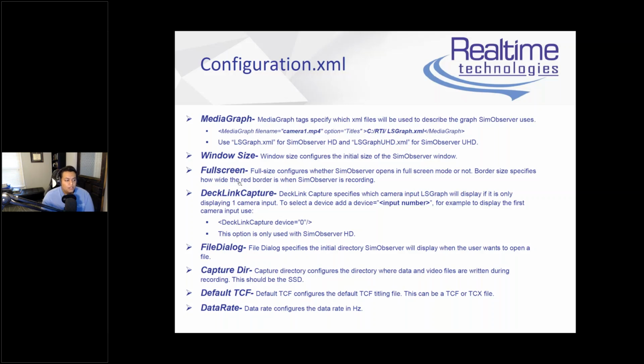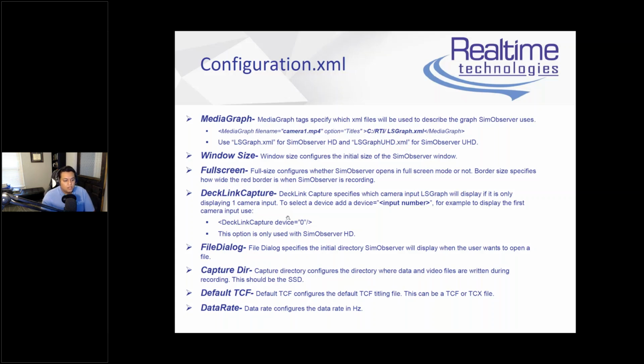The full screen option allows you to configure whether or not the SimObserver application opens in full screen. You can toggle this, and you can also adjust the border size, which will create a red border around the SimObserver window when SimObserver is recording. So you can make this full screen by hitting Alt-Enter, and then you hit Escape to exit out of that full screen.